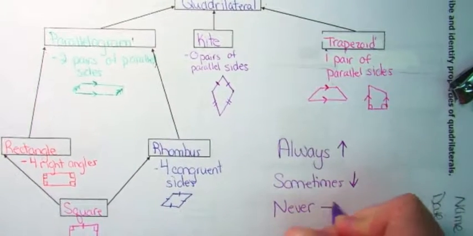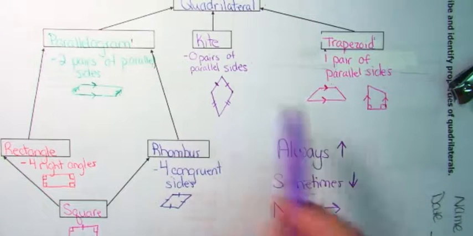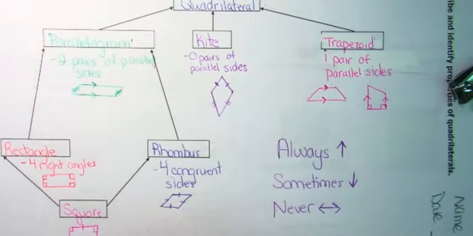And then never is when we go left to right. Kites will never be trapezoids. Trapezoids will never be kites. Trapezoids will never be parallelograms. Rectangles and rhombuses will never match up with each other.